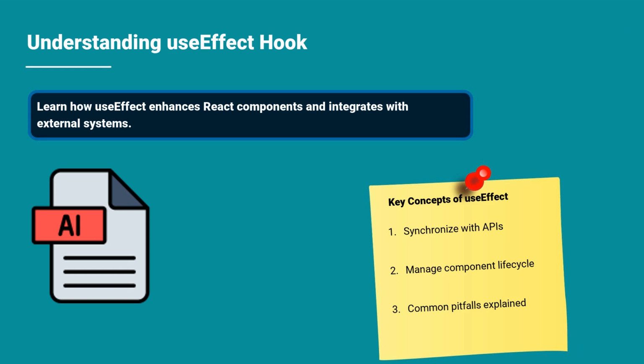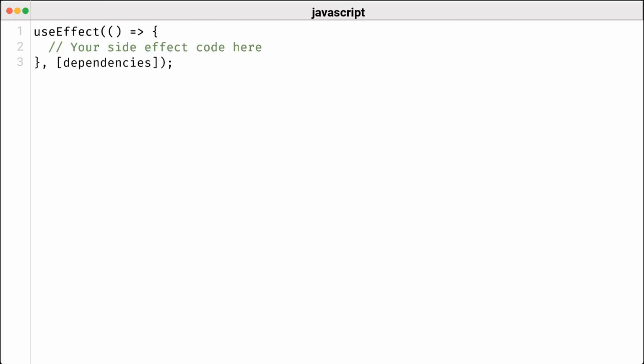Now we will cover what useEffect is, how to use it, its common patterns, and potential pitfalls you might encounter while using it. Next, we will write the following code to demonstrate how to use the useEffect hook for managing side effects in functional components. This example illustrates fetching user data from an API when the component mounts.